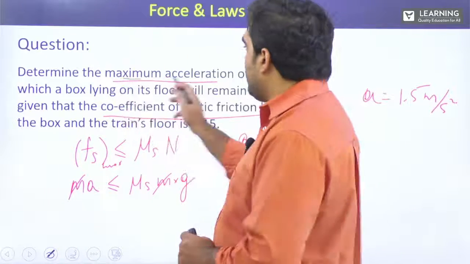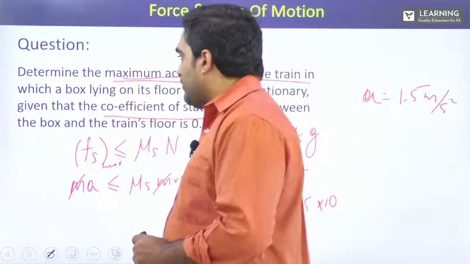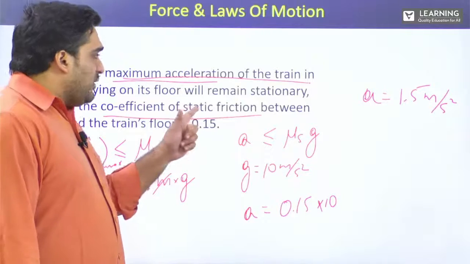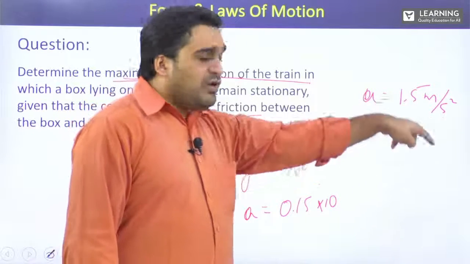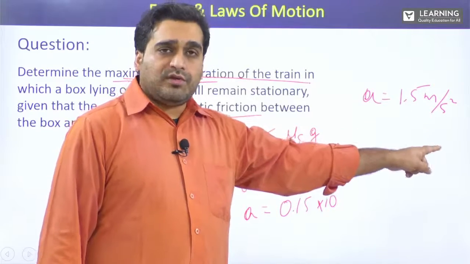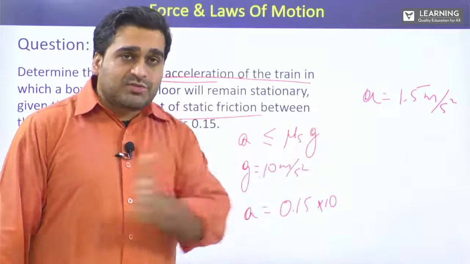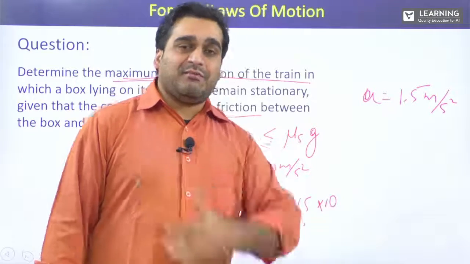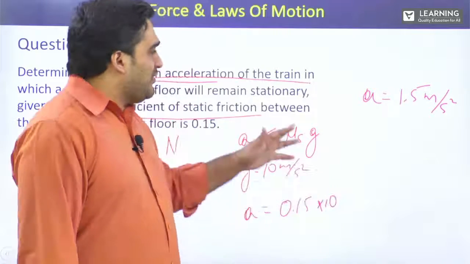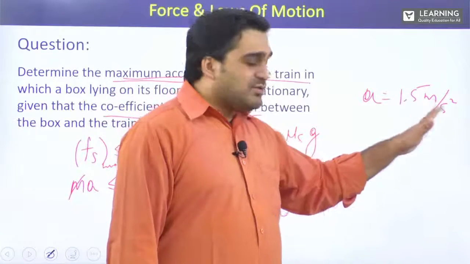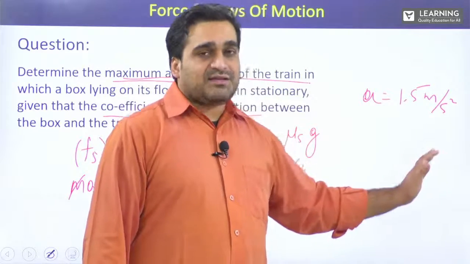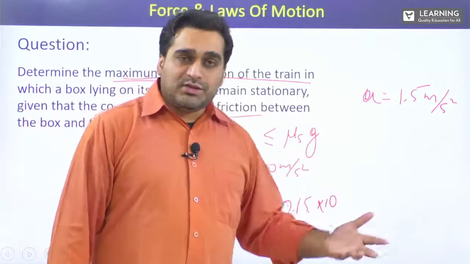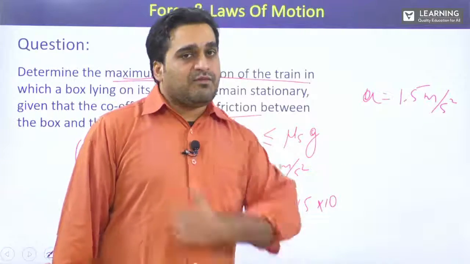So this will be the maximum acceleration of the train in which the box is lying on the floor. Beyond which, what will happen? If the train goes beyond 1.5 meters per second squared, then the box will start moving. The box will be set into motion in a backward direction. So 1.5 meters per second squared is the maximum acceleration at which the train can travel, beyond which the box will start moving backwards.